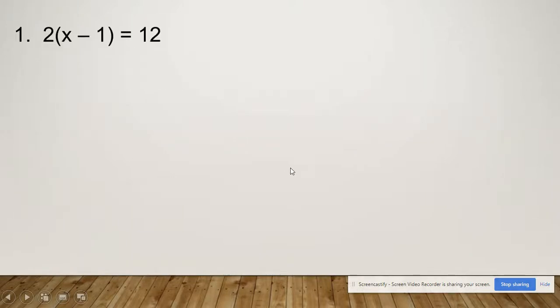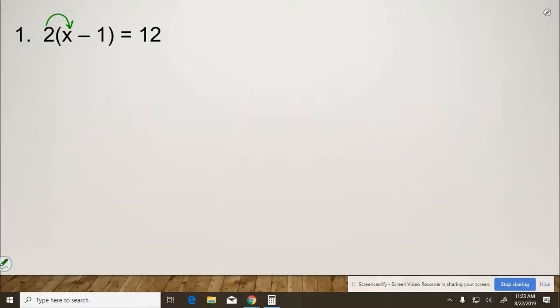So first problem, very simple. We have 2 times (x minus 1) equals 12. So again, we start by getting rid of the parentheses by multiplying. So we're going to distribute the 2. We have to multiply 2 times x and 2 times negative 1. So we get 2x minus 2 times 1 is 2 equals 12.